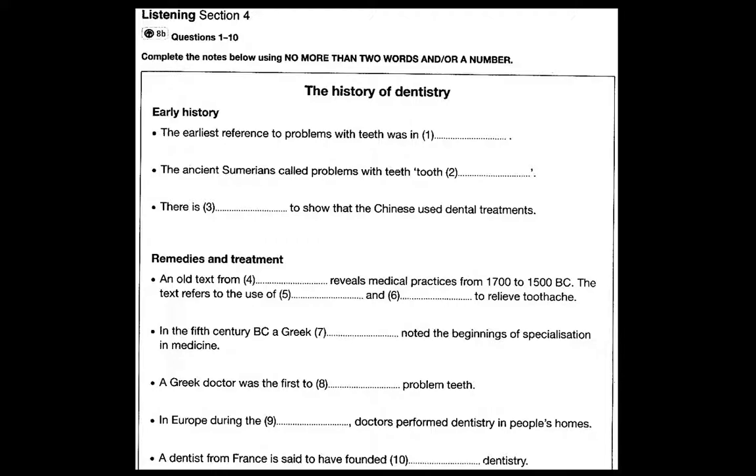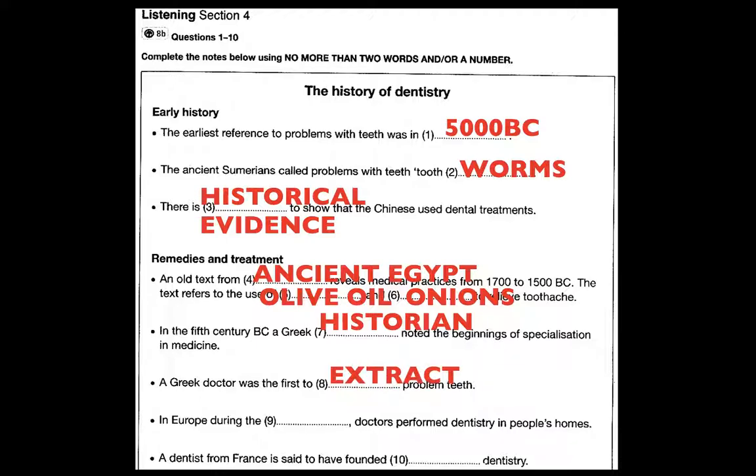Number 8, the word to means that what should follow is a verb. Number 9, during the, emphasize that this is some period of time. And number 10, what kind of dentistry was founded by a dentist from France? So you basically tell them that, and then once you're done, again, you play the audio. 8B. And then after you're done with the audio part, you basically flash the answers.